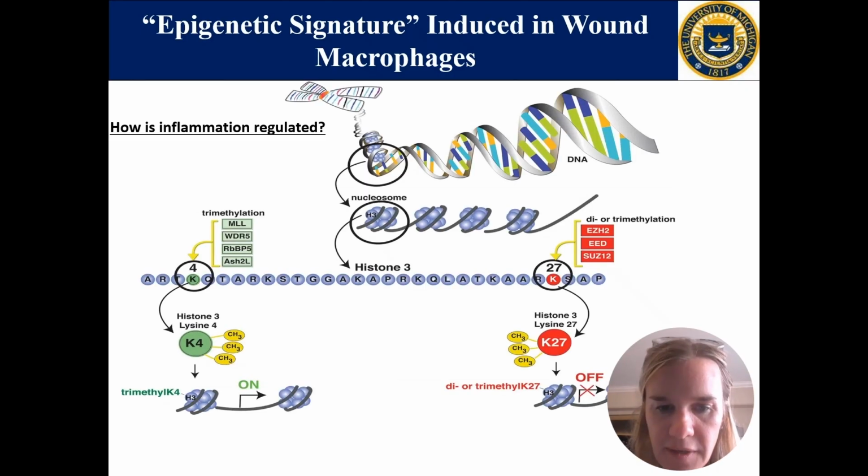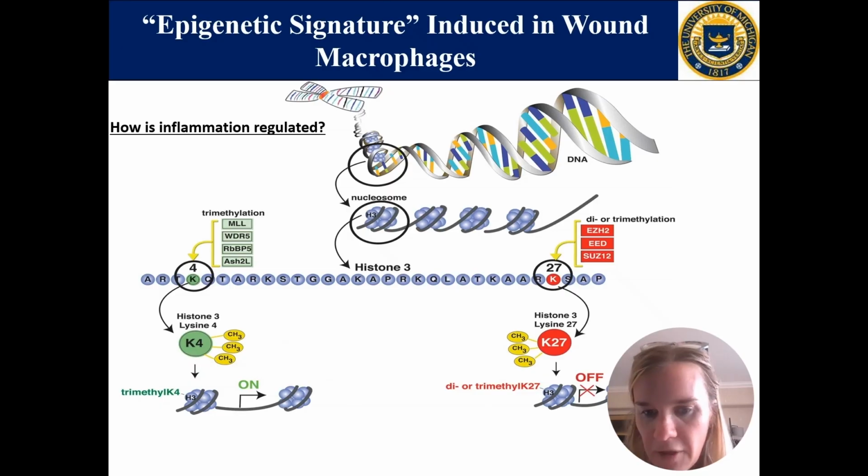But how is this epigenetic signature induced in macrophages in the setting of wounds? Again, we look at these histone tails, which are shown here. There are various histone modification enzymes or chromatin modifying enzymes. We're just focusing on the methyltransferases here. There are also demethylases, there are succinylases, all different types of enzymes, but basically they all function similarly in that based on the residue that they add some moiety to, in this case a methyl group, they open the chromatin, allow transcription factors to come in and bind and effectively turn gene expression on.